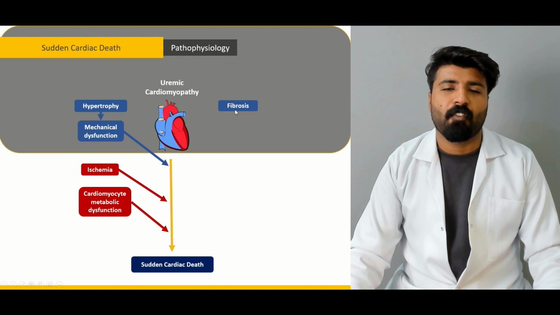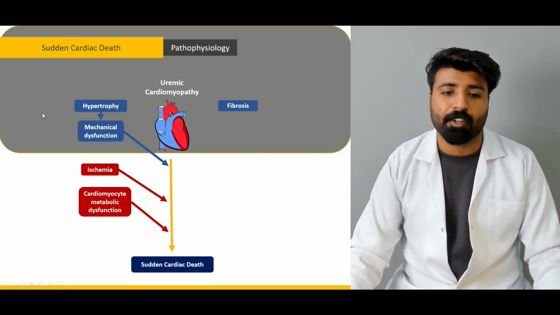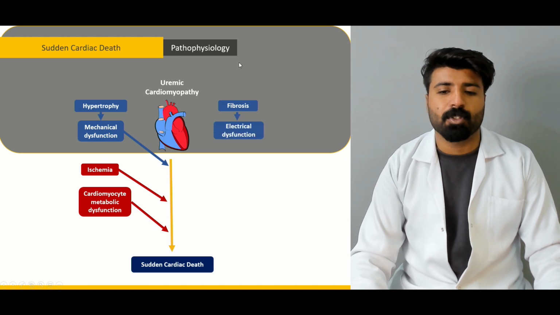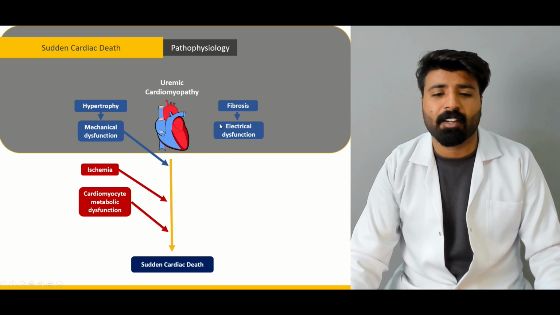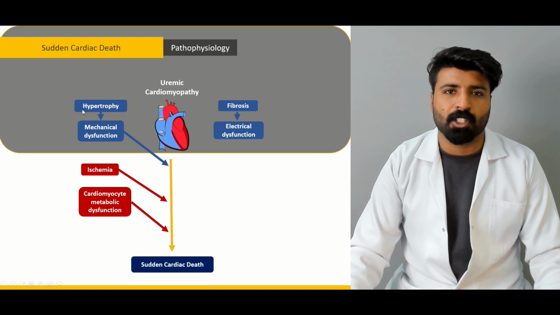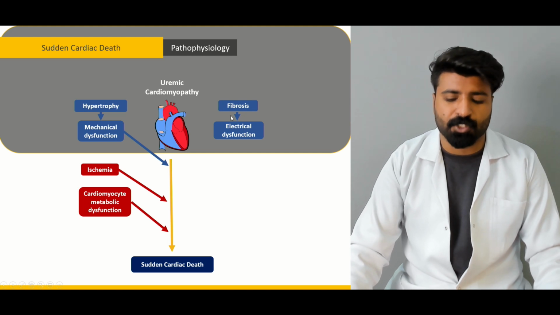Next on, we have fibrosis. There were two basic pathologies we were talking about. It can either happen because of hypertrophy or it can happen because of fibrosis. In hypertrophy, mechanical dysfunction comes in. In fibrosis, electrical dysfunction comes in.